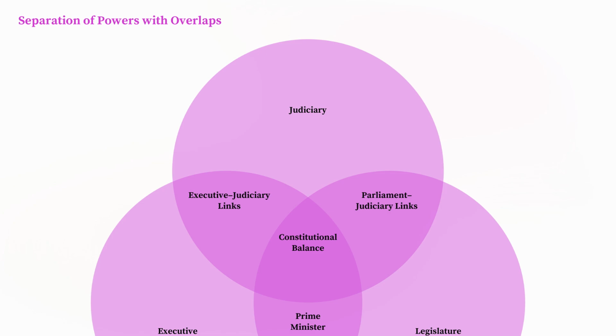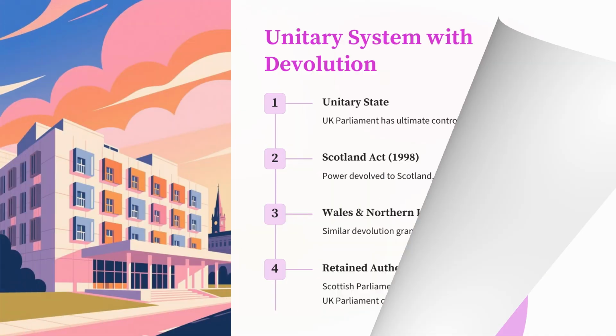Separation of powers with overlaps. Judiciary. Executive-judiciary links. Parliament-judiciary links. Constitutional balance. Executive. Prime Minister. Legislature. The government, executive, Parliament, legislature, and courts, judiciary, have separate roles, but they are closely connected. The Prime Minister and ministers are part of both the government and Parliament.